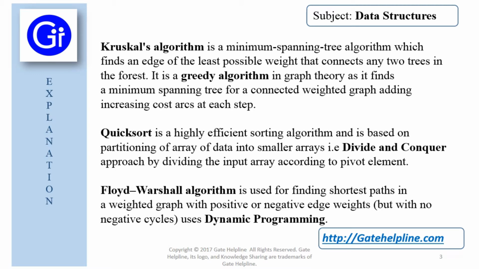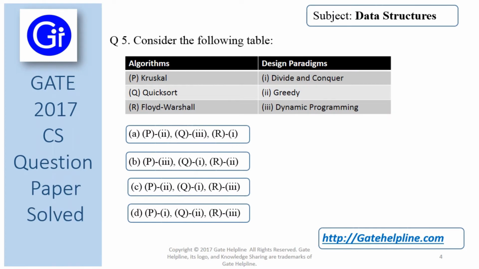So Kruskal algorithm is a greedy algorithm, Quicksort uses the divide and conquer paradigm, and Floyd-Warshall algorithm uses dynamic programming. So the answer to this question is P maps to second, Q maps to first and R maps to third. So as per our discussion, the answer to this question is option C.